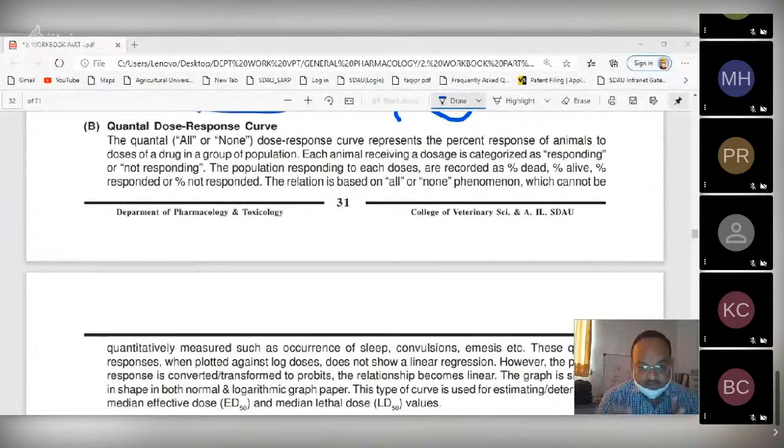Now, each animal receiving a dose is categorized as responding or not responding. As I have told you, there are only two options: either the animal will respond or the animal will not respond. The population responding to each dose is recorded as percentage dead or percentage alive, or percentage responded or percentage not responded. The relationship is based on all or none phenomena which cannot be quantitatively measured, such as occurrence of sleep.